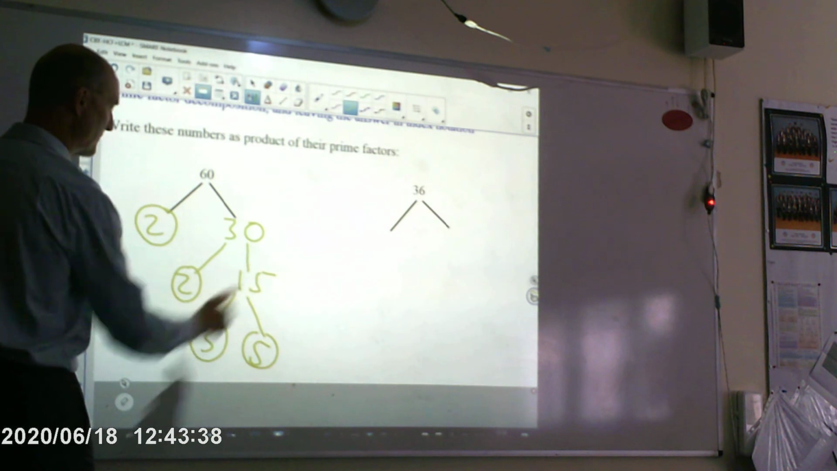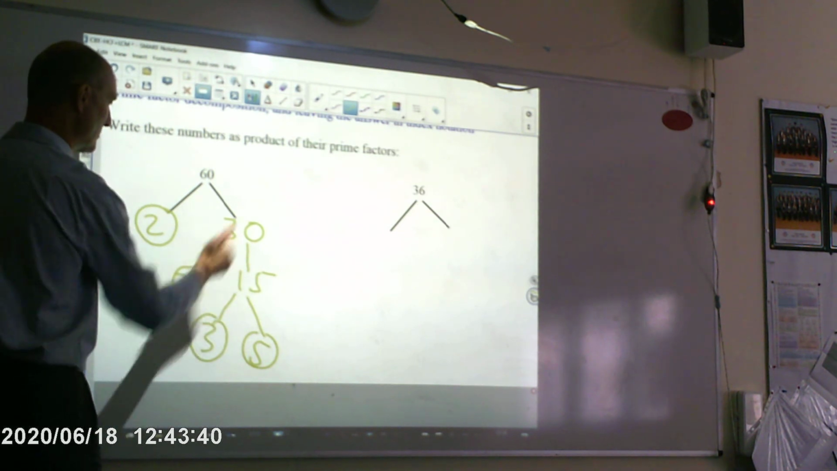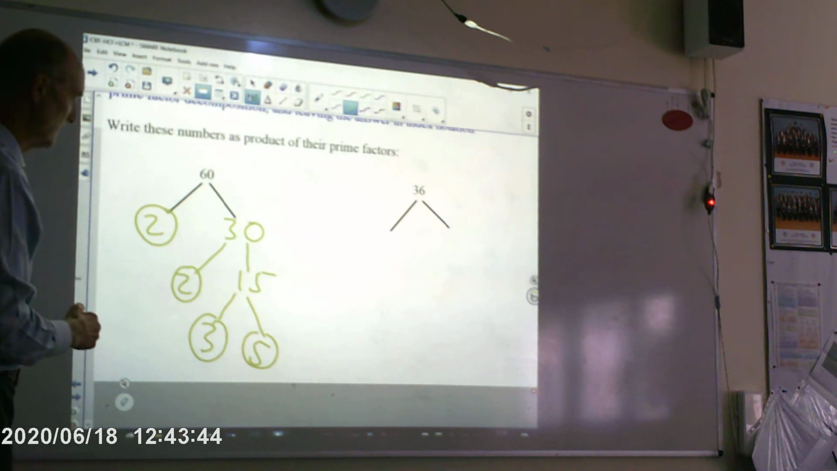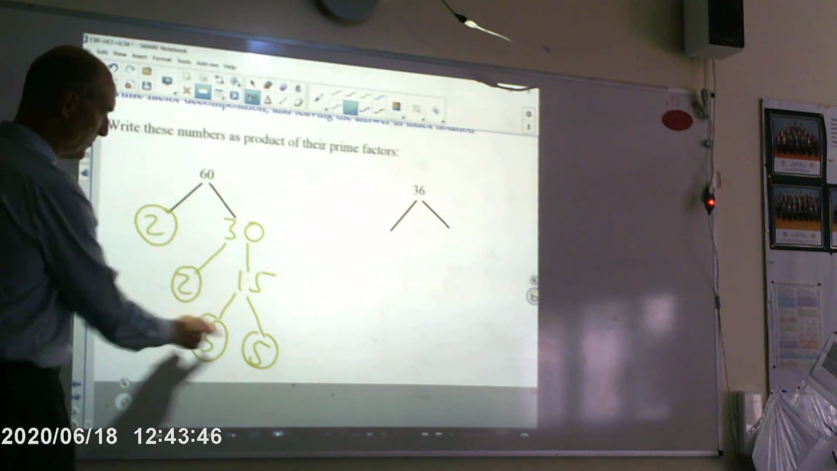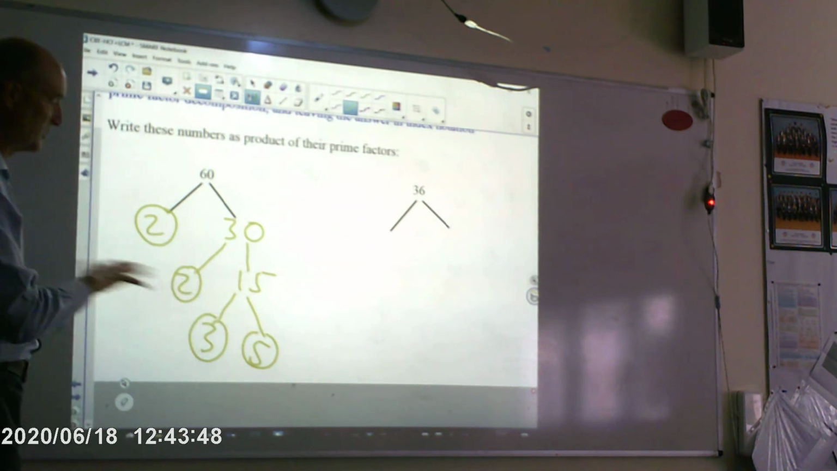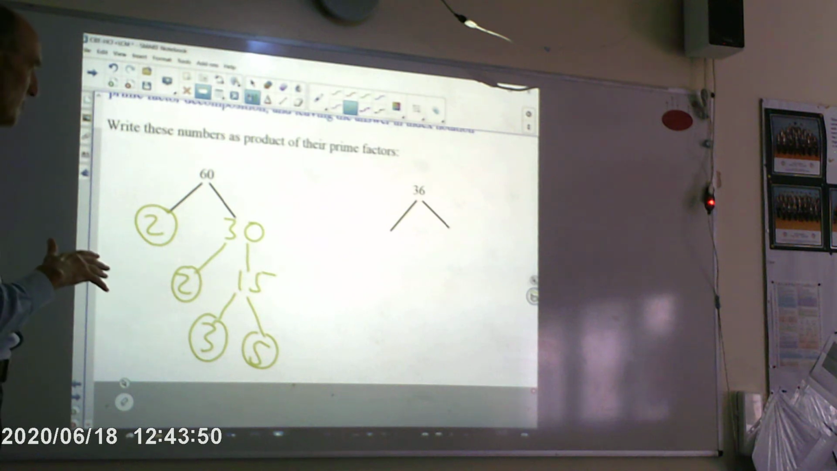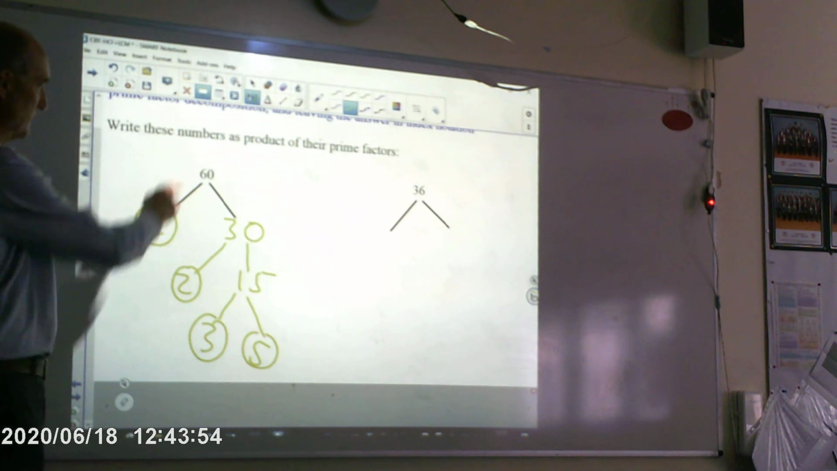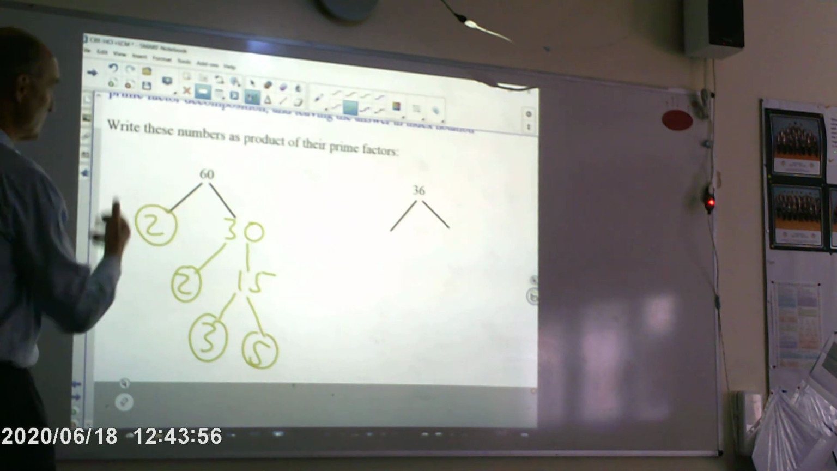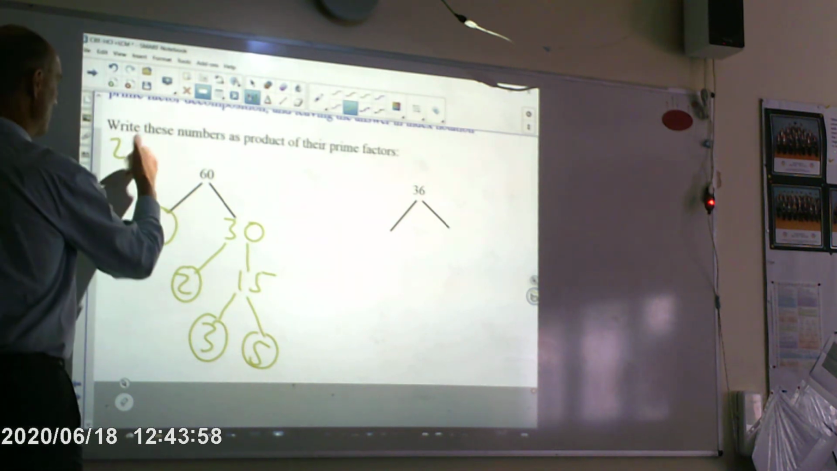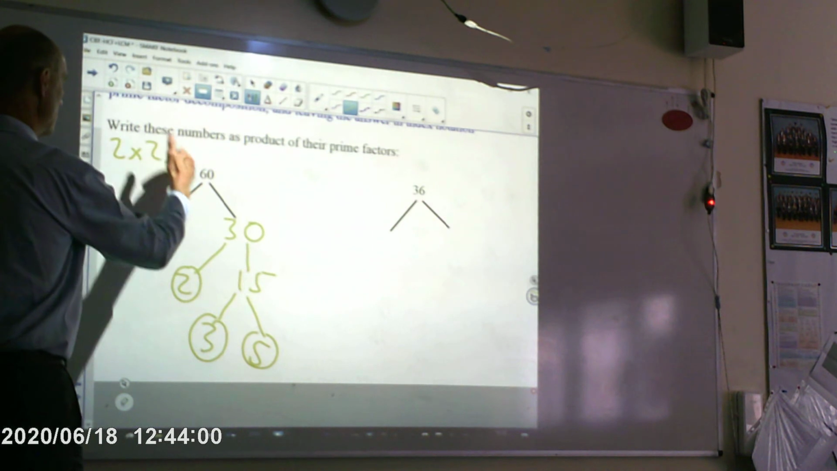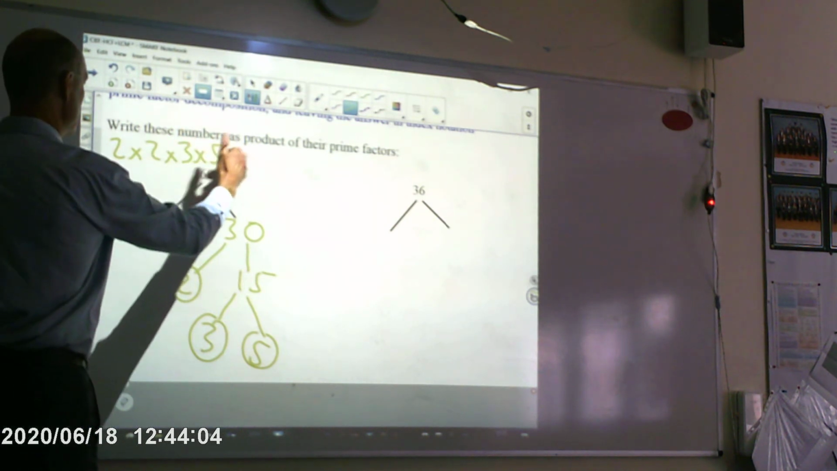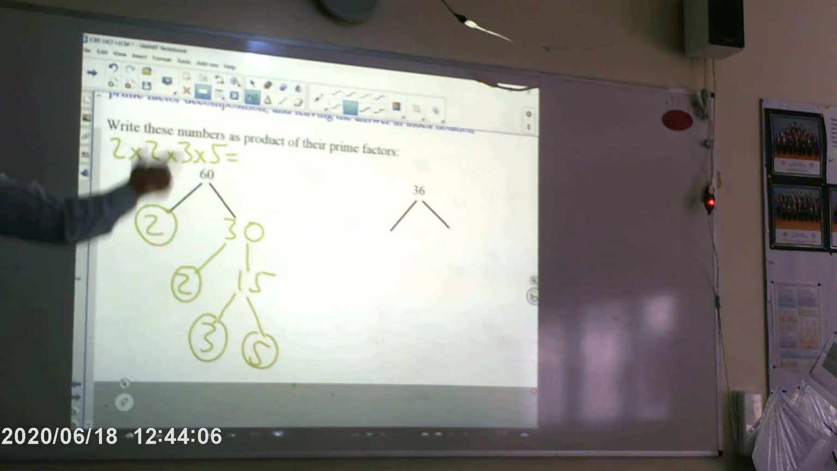3 times 5 is 15, 15 times 2 is 30, 30 times 2 is 60. Okay? Once we get to a prime number, we can't break the number down anymore. That is a prime factor of 60. So the prime factors of 60 are 2, 2, 3, and 5. If you multiply those numbers together, they would come back to 60.